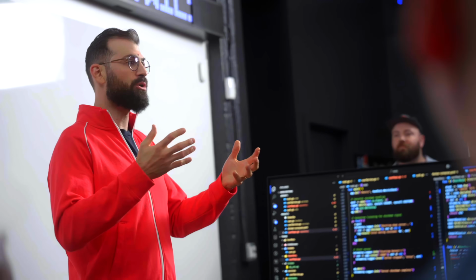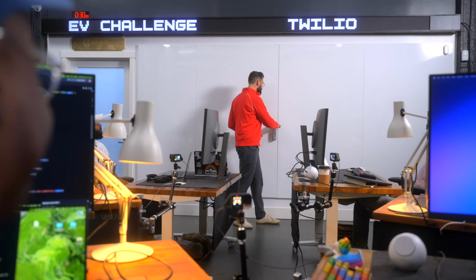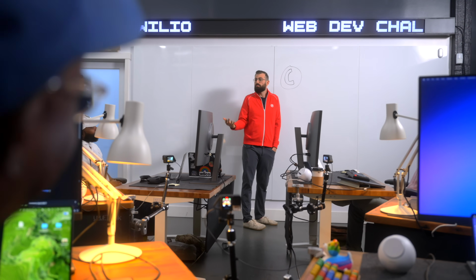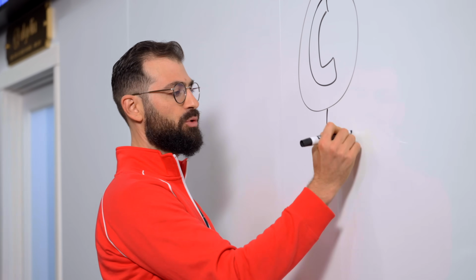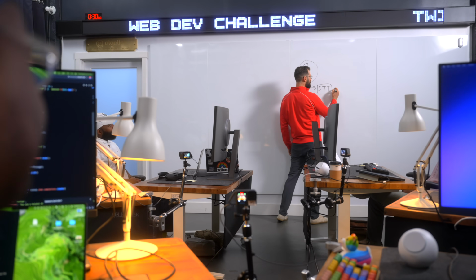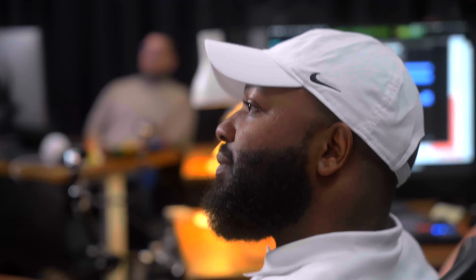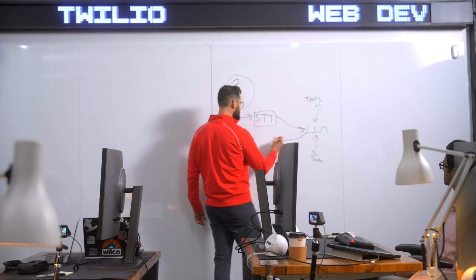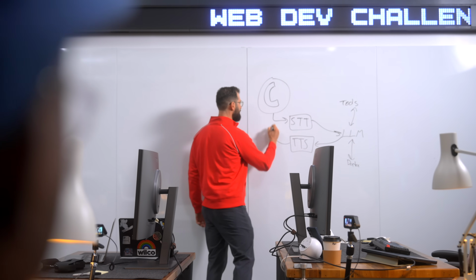Now, if you wanted to build a voice AI application in the past, you had to duct tape a bunch of stuff together. So let's whiteboard this out here. We've got our phone here. If you wanted to build an application that would connect to voice AI or some sort of AI agent, you'd have to connect your phone number to some sort of speech to text, and then send that out to your LLM, which might have tools or data going into it. And then you'd have to come back and do a text to speech, something like 11 Labs, and then send that back to the phone.